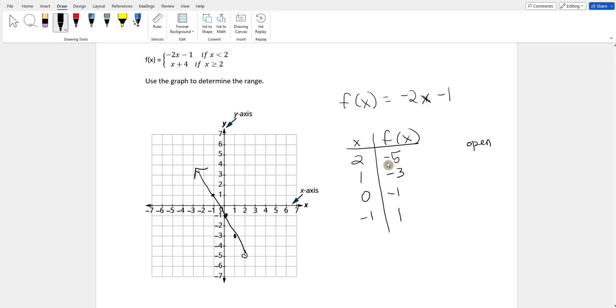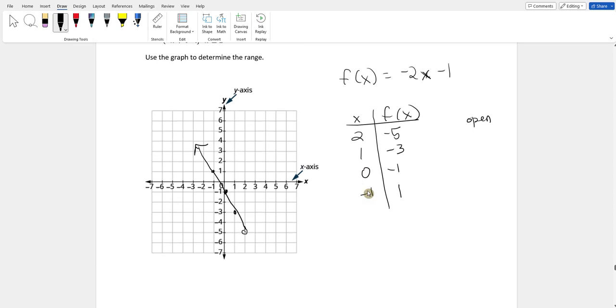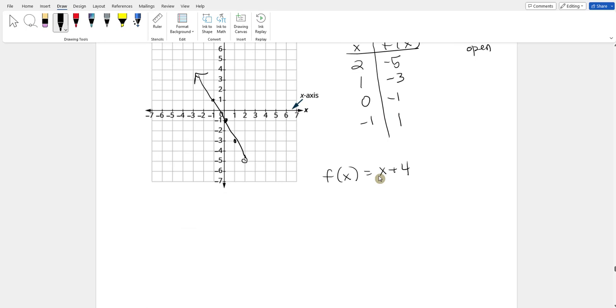Next, I'm going to do f of x is equal to x plus 4. That's going to be values of x that are greater than or equal to 2. So I'm going to draw my table. But once again, I need to pick values of x that are greater than or equal to 2. So I'm going to put in 2, I'll put in 3, and I'll put in 4. When I plug 2 back in, 2 plus 4 is 6. When I plug 3 back in, 3 plus 4 is 7. When I plug 4 back in, 4 plus 4 is 8. Since this 2 is included, I'm going to put a closed circle.